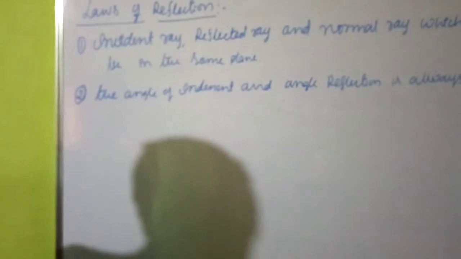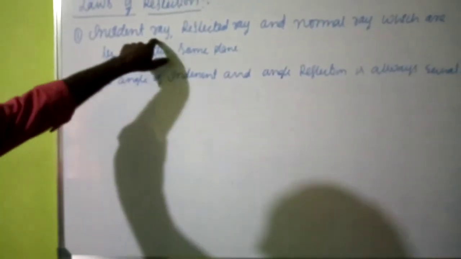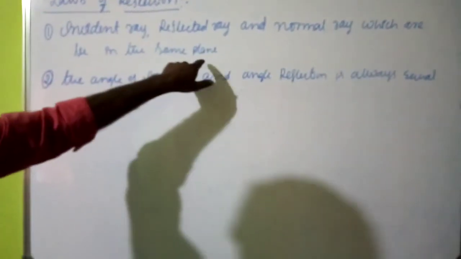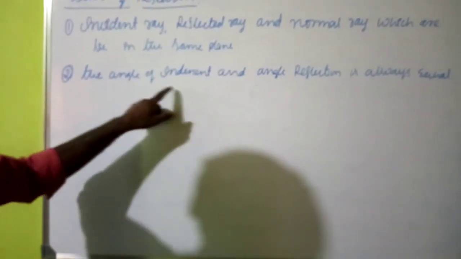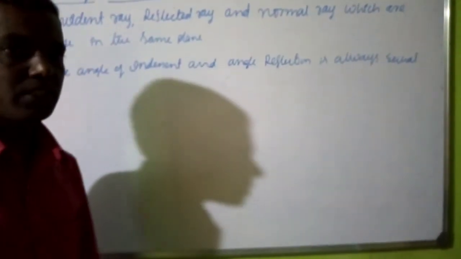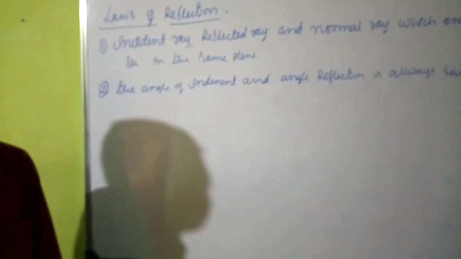Okay, this is about the laws of reflection, dear students. So reflection exhibits these two important laws. One is that the incident ray, reflected ray and normal ray are lying in the same plane. The second is that the angle of incidence is always equal to the angle of reflection. Okay students, this much we want to study in this class.